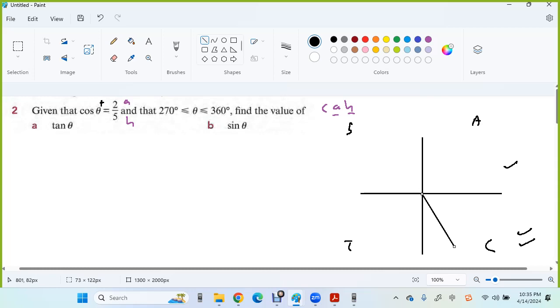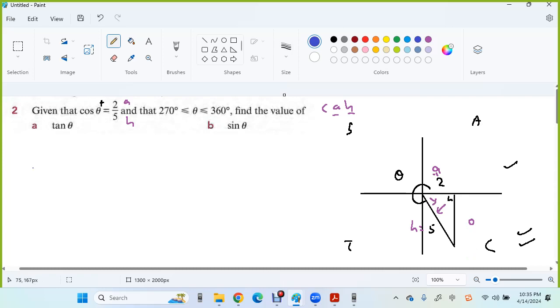So for this case, the adjacent will be 2, hypotenuse is 5. Okay, so we have theta in the fourth quadrant, and then this is the opposite, 90 degrees, this is the hypotenuse, and then this is the adjacent. So we have the 5 and 2 here.